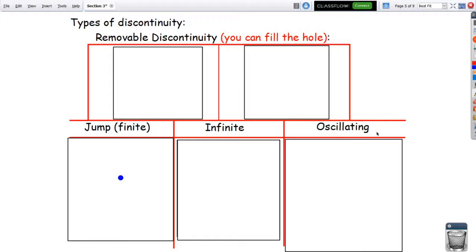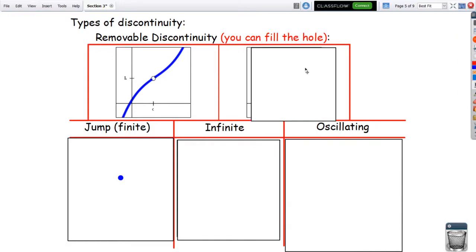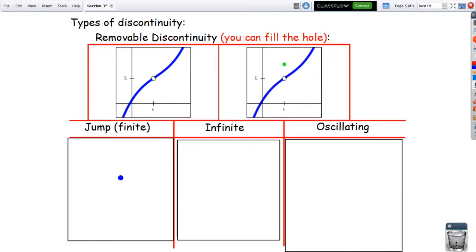So, here are two examples of discontinuities. This guy right here, and this guy right here. It doesn't matter if there's a value for the function at the point C, as long as there's that hole right there, it's a removable discontinuity. Both of these are removable discontinuities. And to remove them, all I have to do is bubble in the hole.